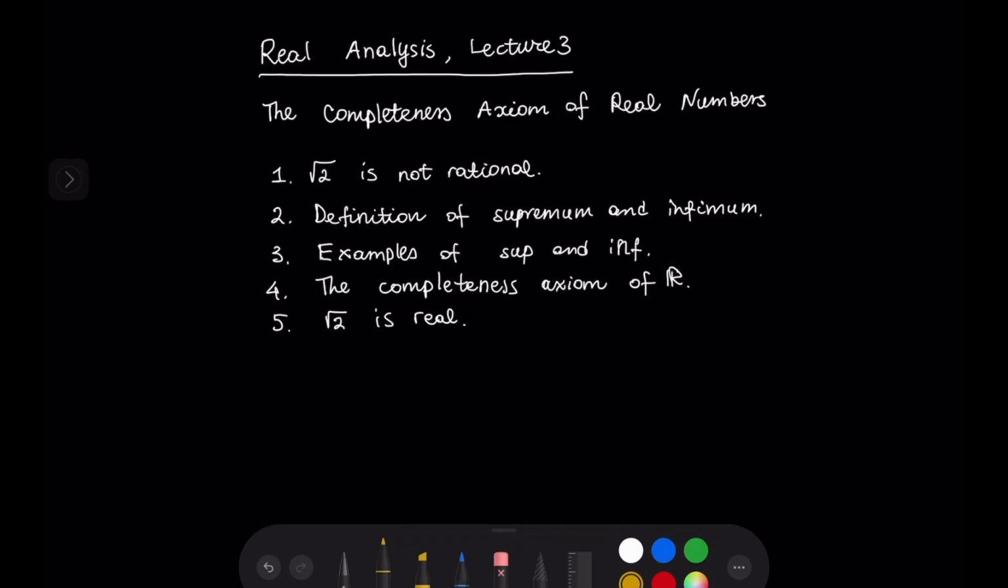Hello everyone, this is the third lecture in real analysis. In this lecture we are going to discuss the completeness axiom of real numbers.